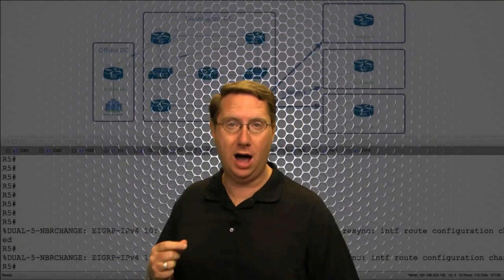Hey everyone, we need to continue our conversations about filtering, and as with the distribute list, this next option that we're going to be discussing is not going to be surgical in nature. It's going to be the equivalent of filtering prefixes with a hand grenade, and that's going to be the idea of EIGRP's maximum hop count.